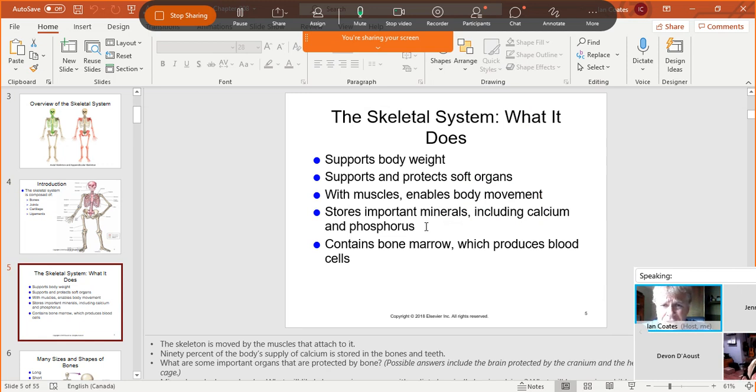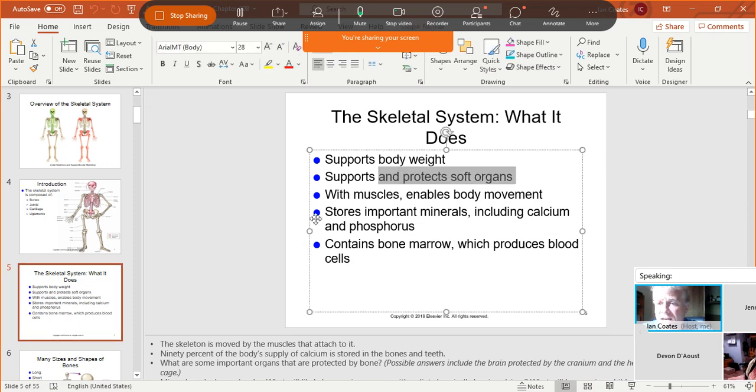What does it do? Supports the body weight. Protects soft organs there. The rib cage protects all your guts. With muscles, enables the body movement. Stores important minerals and makes blood.